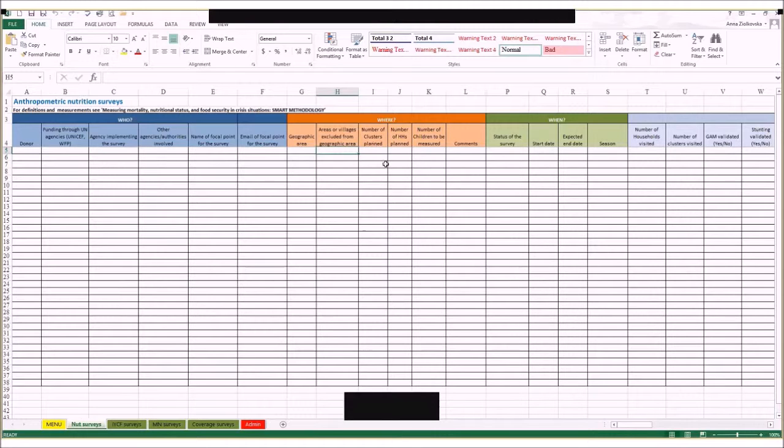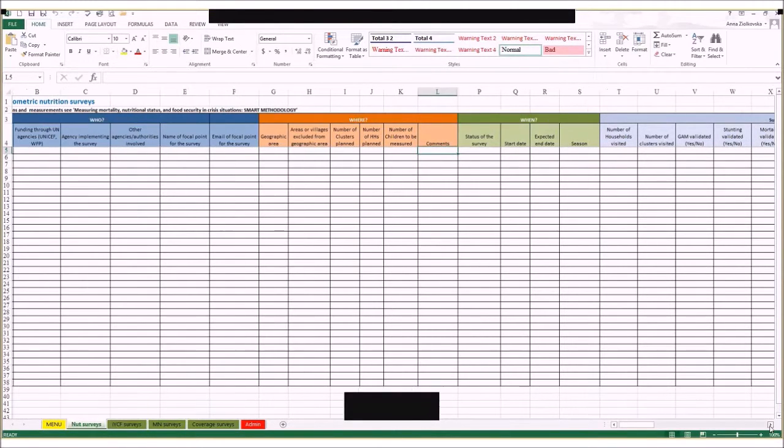Number of clusters planned. You know that when you do the survey, you separate your areas into several clusters, and depending on the number, it's one of the important indicators which you should put. Then you have number planned and number visited, to see actually whether you will be able to cover whatever you want. Number of households planned, number of children to be measured, and then some comments.